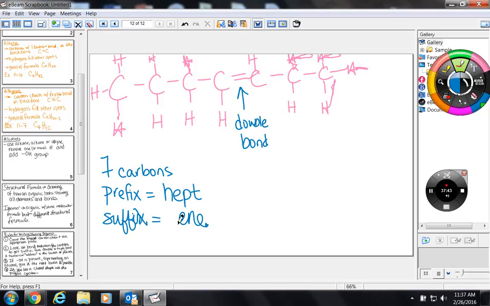So I need to know, am I going to count left to right or right to left? If I count from my left, I go 1, 2, 3. The double bond is at carbon 4. It's between 4 and 5. So I would give it number 4 if I counted from my left. If I count from my right, I go 1, 2, it's at carbon 3. Which is smaller, 3 or 4? 3. So its name is 3-heptene.